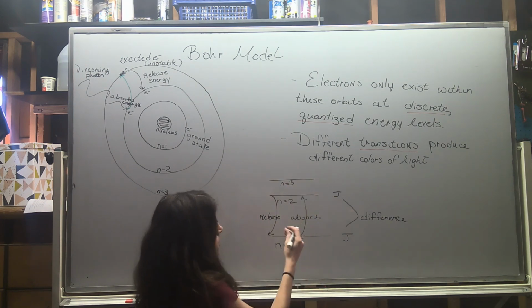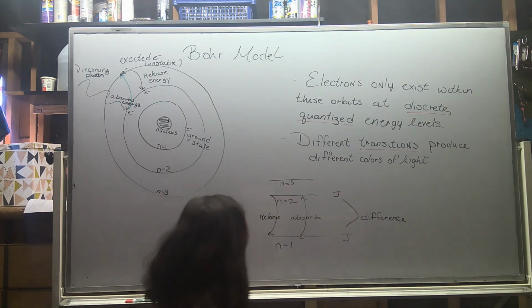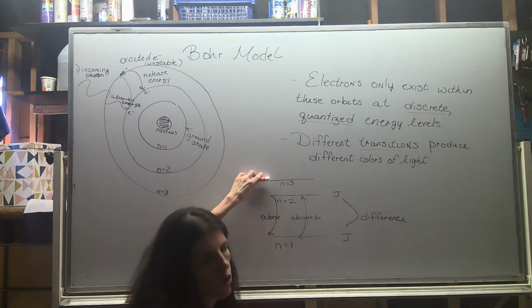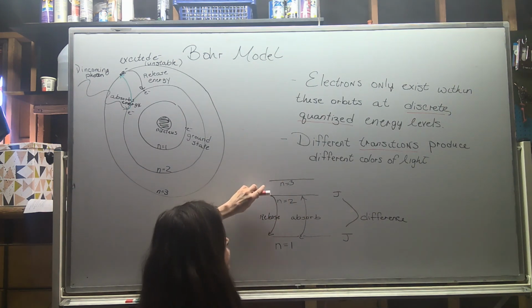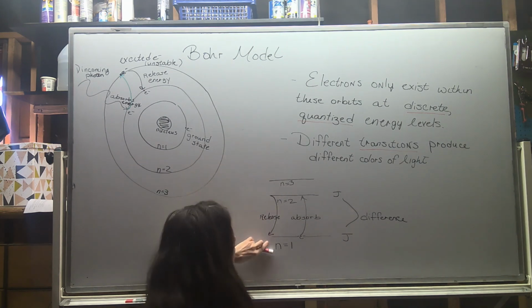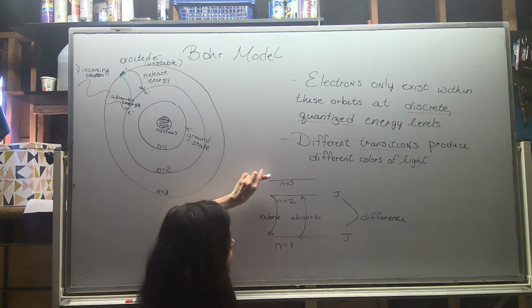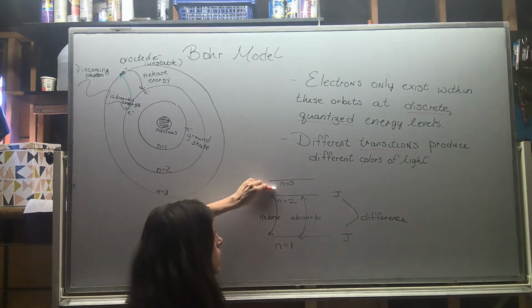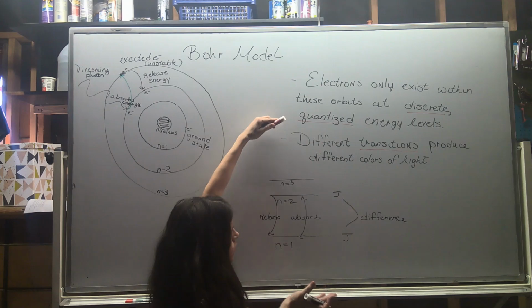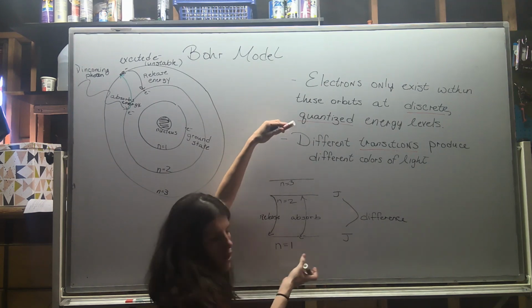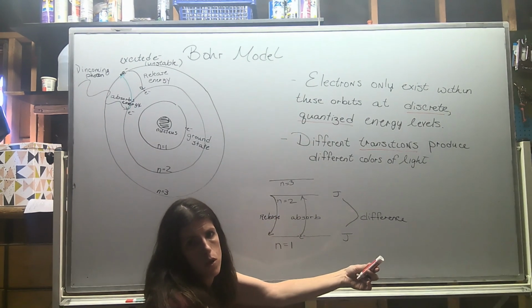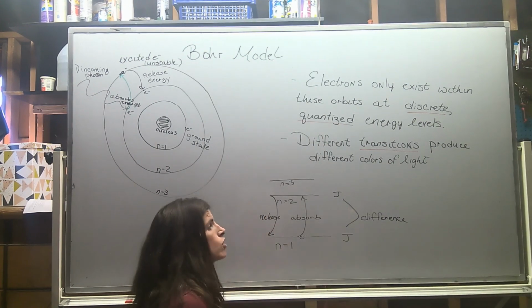And you can do any kind of jumps. It doesn't have to be n equals 1 to n equals 2. You can go from n equals 1 all the way up to n equals 3. Or you could go 2 to 6. Every single combination is possible as long as you're not trying to put the electron somewhere in the middle. And if you want to figure out how much energy is needed to do that jump, you subtract the energy levels of the two shells that you're looking at.